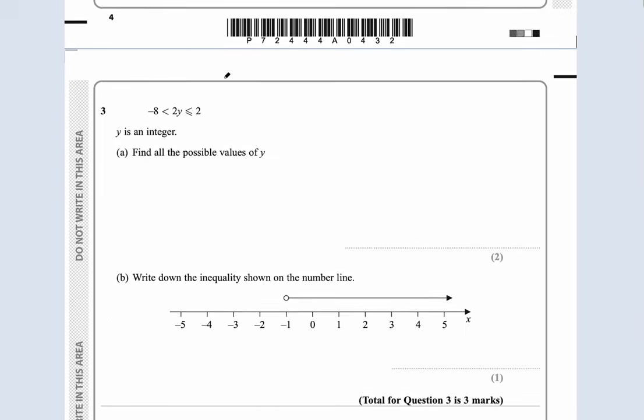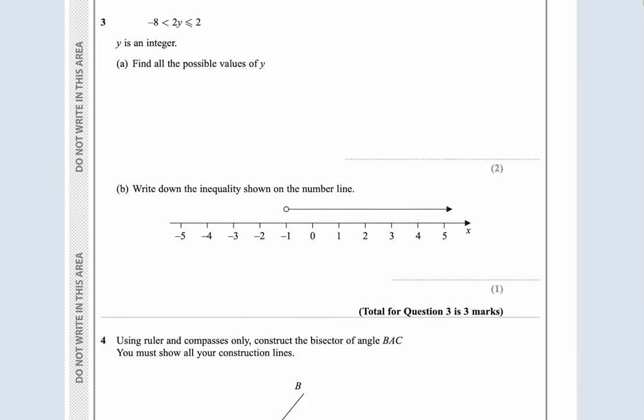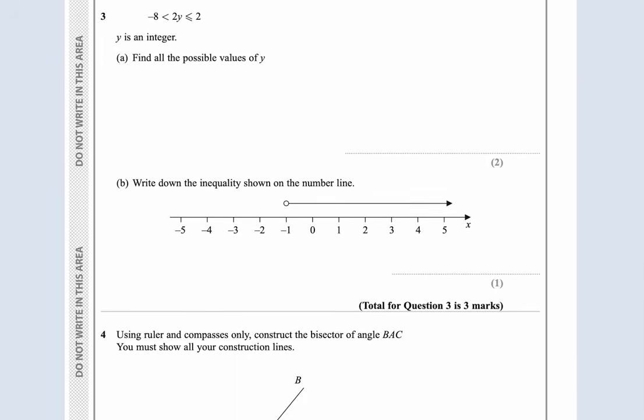Okay, question 3. Y is an integer, and 2y is between -8 and 2. Find all the possible values of y. Now be careful, guys, it's bigger than -8 and less than or equal to 2.